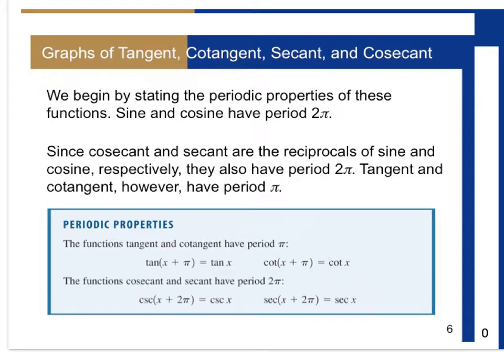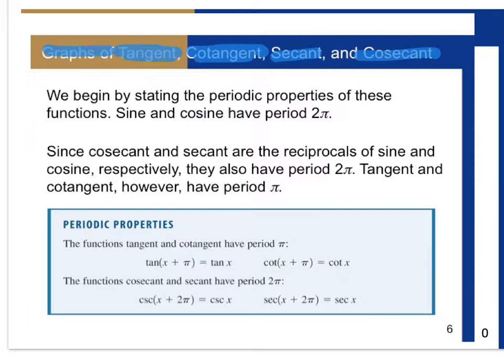Hey, this is Math 105, Section 5.4. We're going to look at the graphs of the other trig functions. We're going to place most of our focus on tangent, but we will look at cotangent and secant and cosecant a little bit. Okay, so we're looking at the graphs of those four functions.